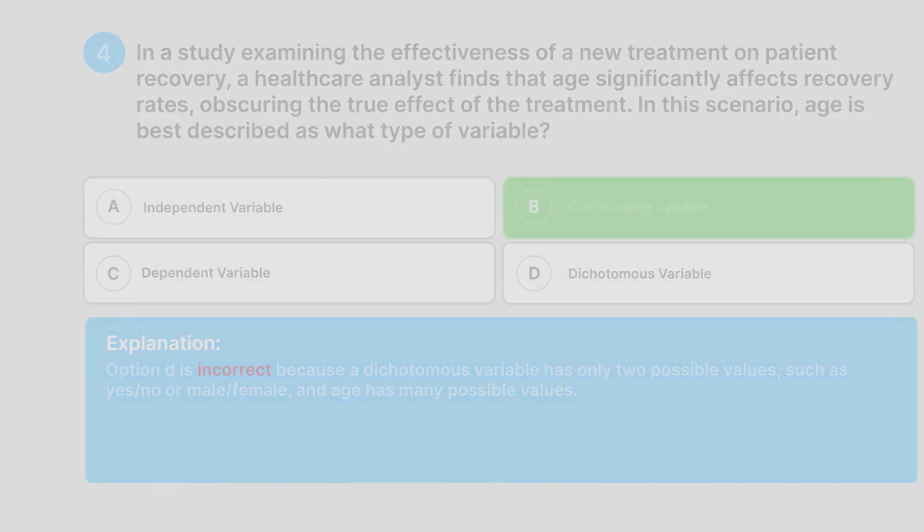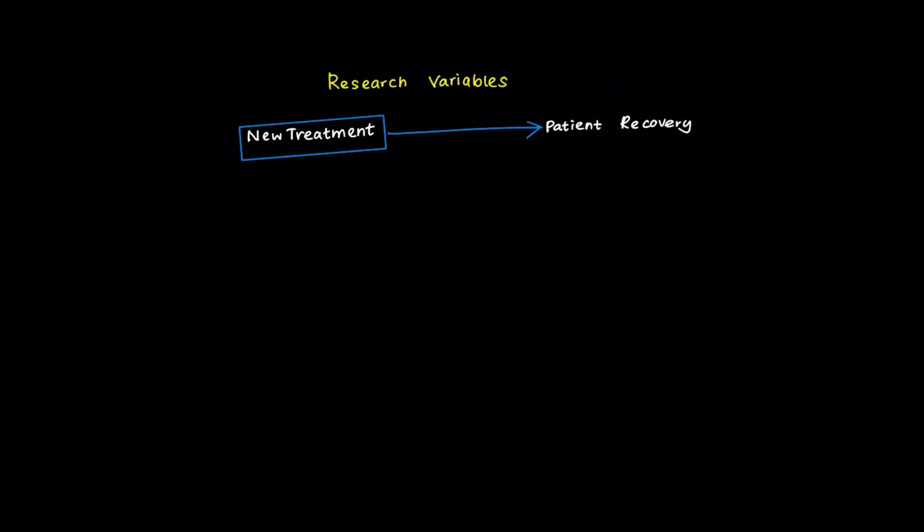This is a critical concept for understanding research variables, so let's dig into what makes something a confounding variable. In this scenario, a healthcare analyst is trying to figure out if a new treatment actually helps patients recover, but age keeps getting in the way of seeing the true effect. This is the textbook definition of a confounding variable, which is a factor that obscures or muddles the relationship between the variables you're actually trying to study.